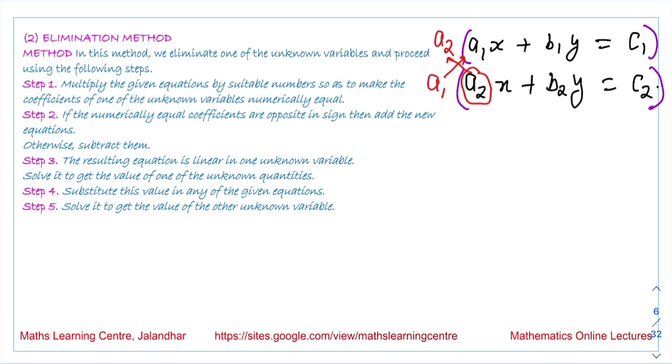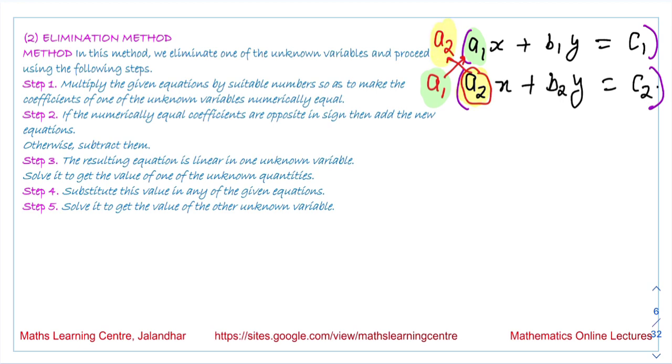If you are not able to find the number, just multiply with the coefficient of x. The coefficient of x over here is a1. We have multiplied a1 over here. The coefficient of x over here is a2. We have multiplied a2 over here.